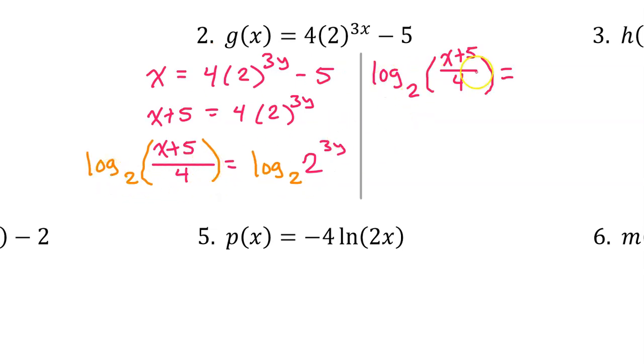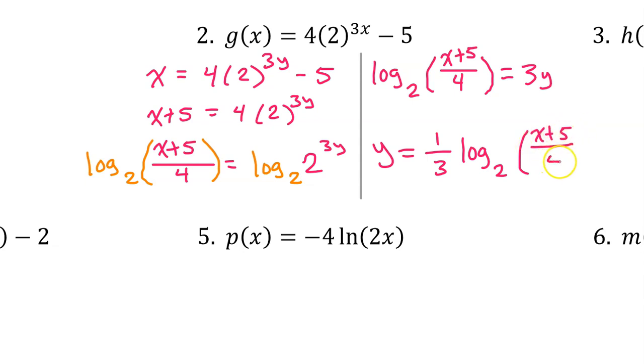I just recopied the left hand side unchanged, but on the right hand side, the log base 2 and the base 2 cancel each other out, and we are left with 3y. Finally, we need to divide both sides by 3 to get y by itself. So we will have y equals. Instead of putting a big old 3 underneath here, I think I will put a 1/3 in the front. So dividing both sides by 3, I'm going to write 1/3 and then the log base 2 of x plus 5 over 4.